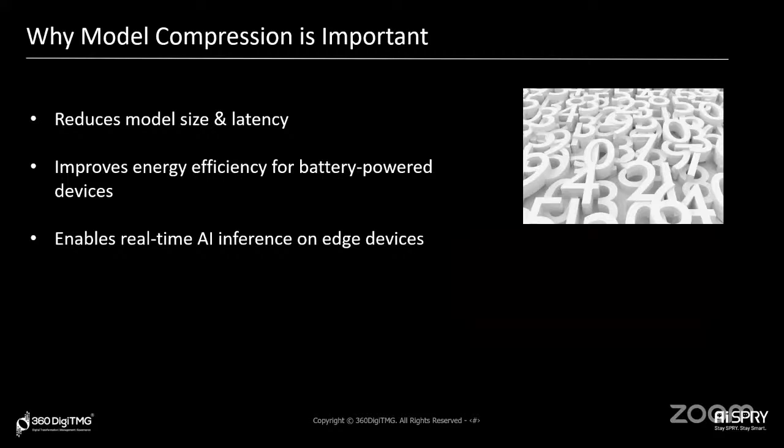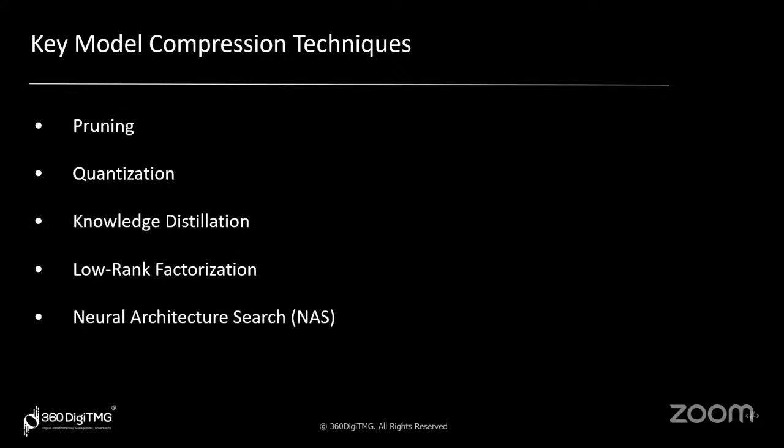So why is model compression important? It reduces the model size and latency. It improves the energy efficiency for battery-powered devices. Also, it enables real-time AI inference on edge devices. Now, these are some of the techniques for model compression. One by one, we will understand each technique.